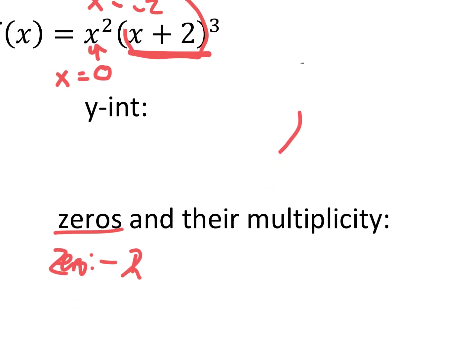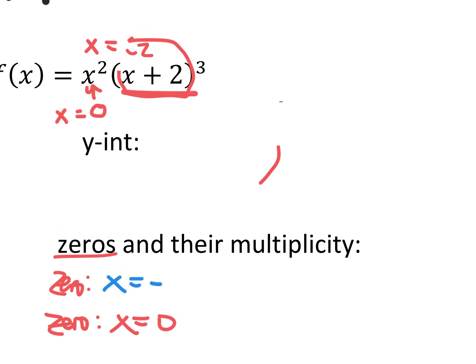So one of the zeros is negative 2, and one of the zeros is 0. I know that's confusing because I'm calling 0 two things. But the zeros are the same as the roots, the same as the x-intercepts, and they're the things that make the equation equal 0. Okay, and now their multiplicity?